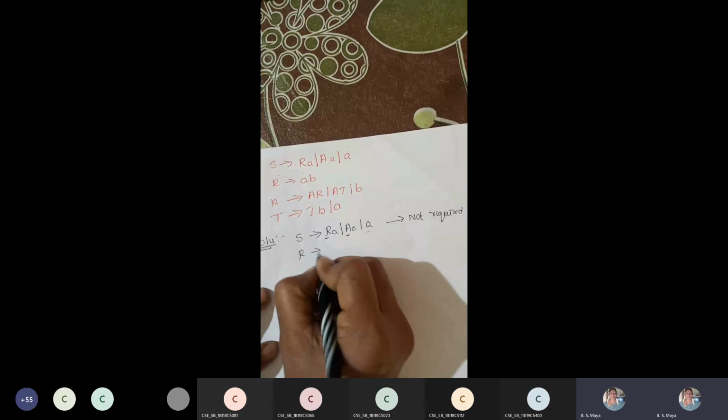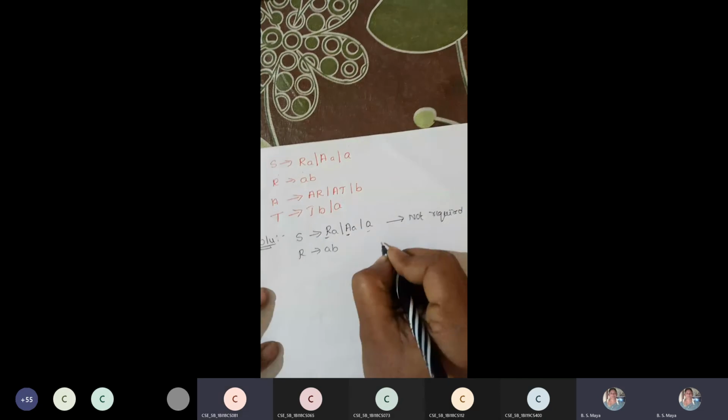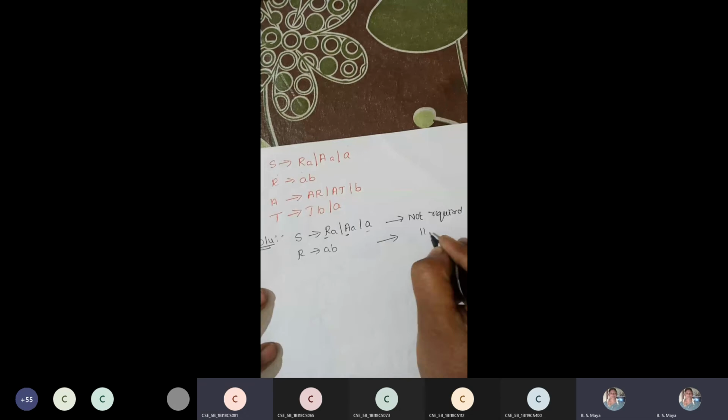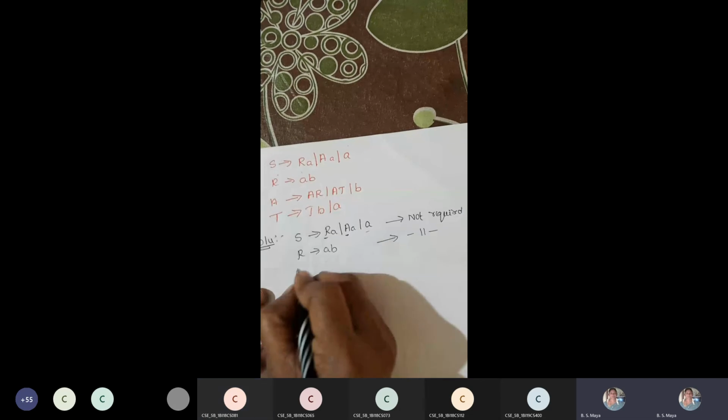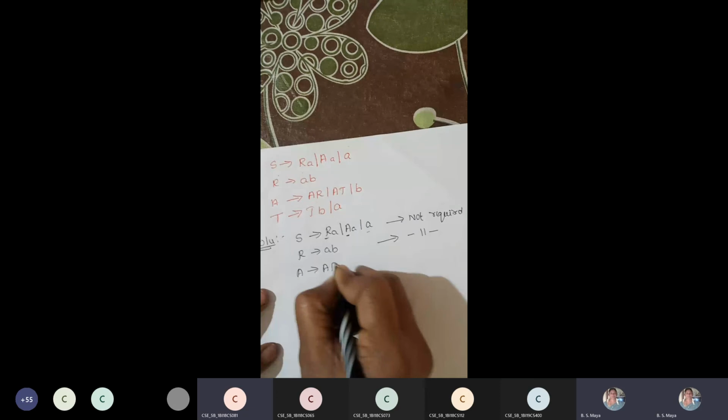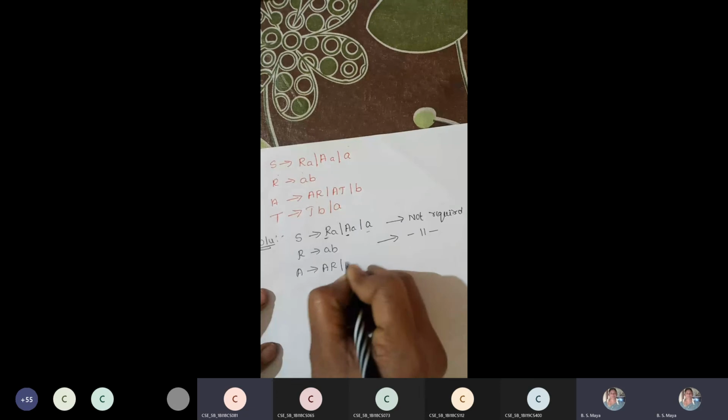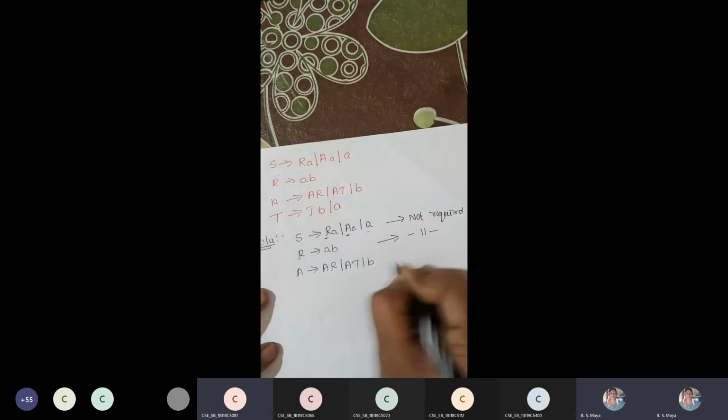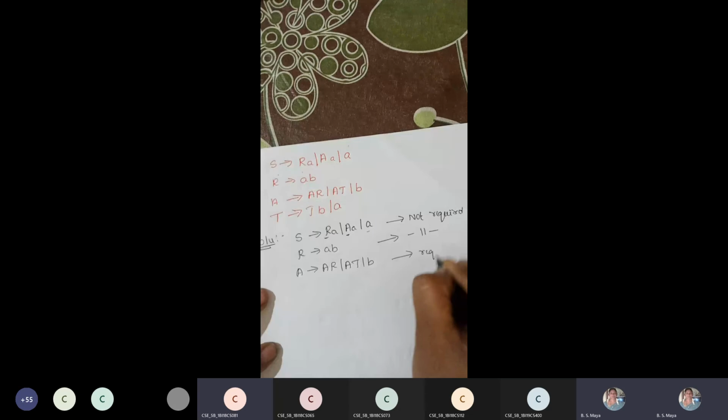Go to the second line. R derives AB. Meghana, is it required? No, ma'am. So you write the same statement. Third statement, A derives ARATRB. Is it required? Yes, ma'am, it is required.